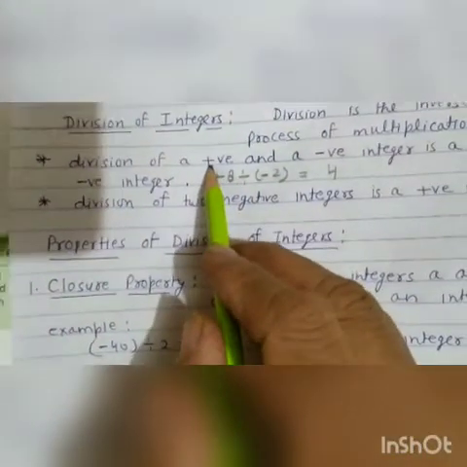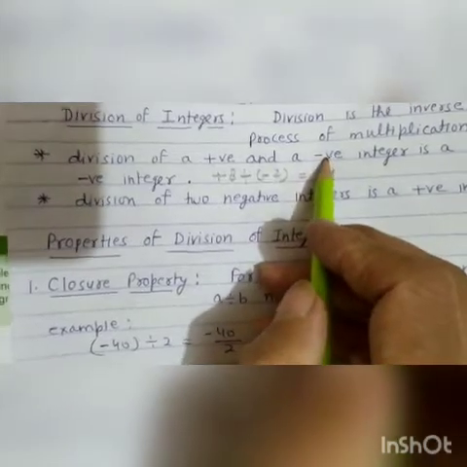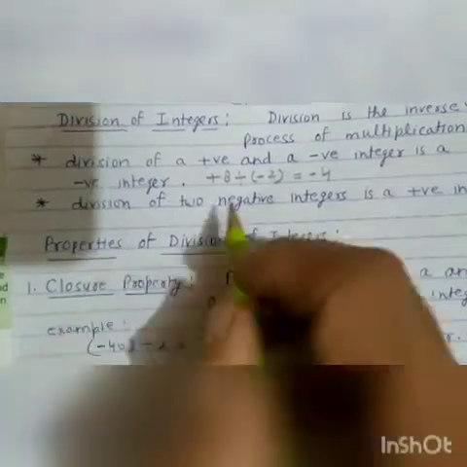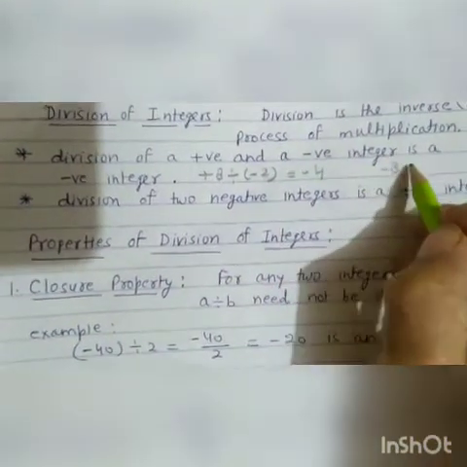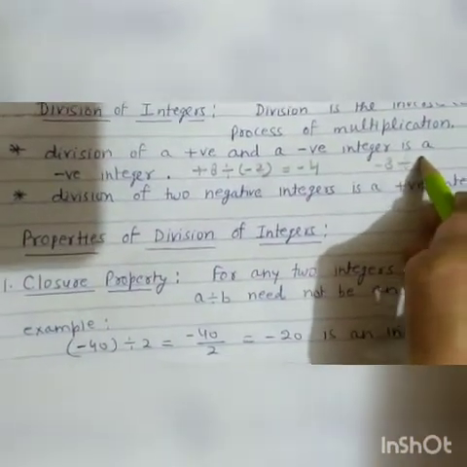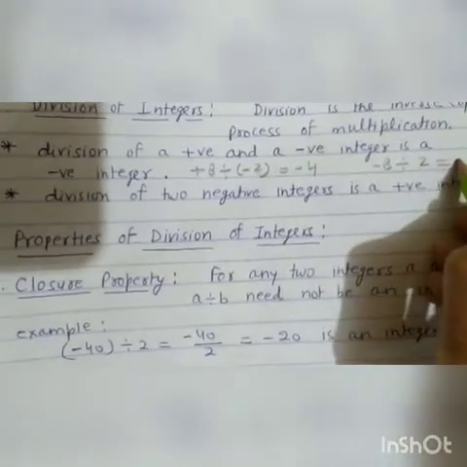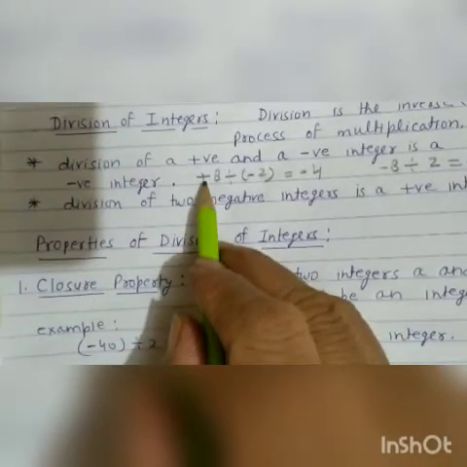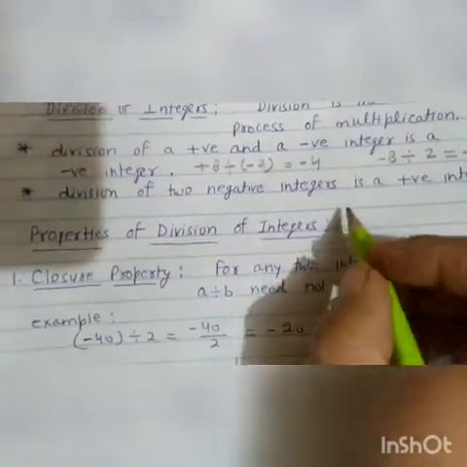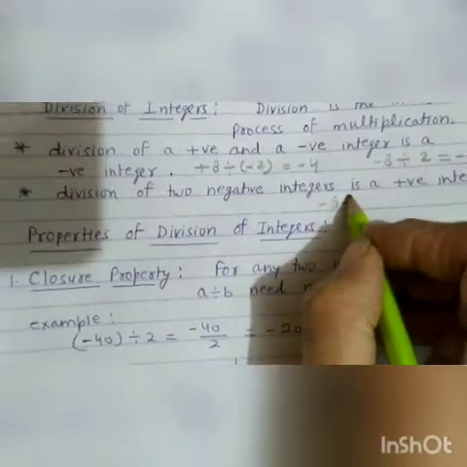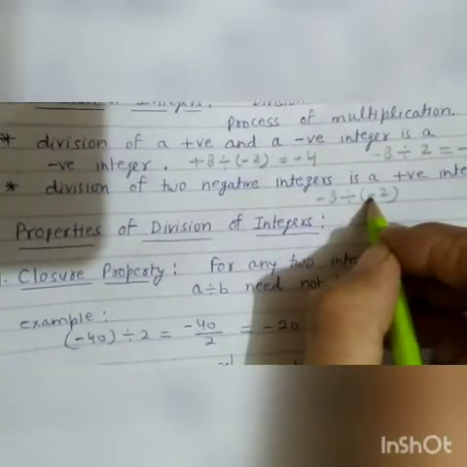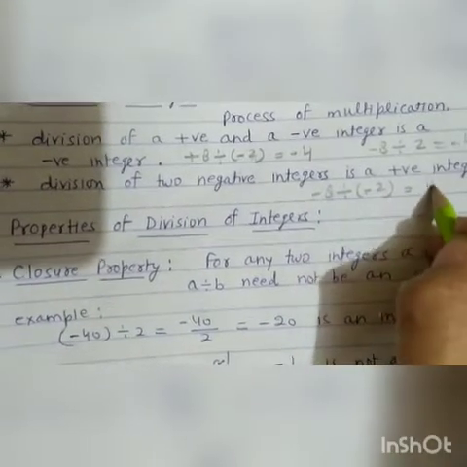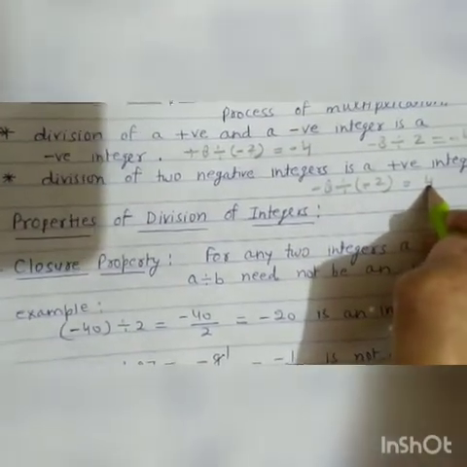So, when we divide a positive integer by a negative integer, it is a negative integer, means it will be minus 4. Or if we divide minus 8 divided by 2, 2 means plus 2, then also it will be minus 4. 2 4 ja 8. Division of two negative integers. If we divide minus 8 by minus 2, both the integers are negative, then the answer will be positive. Positive means 2 4 ja 8. It is positive 4, plus 4.